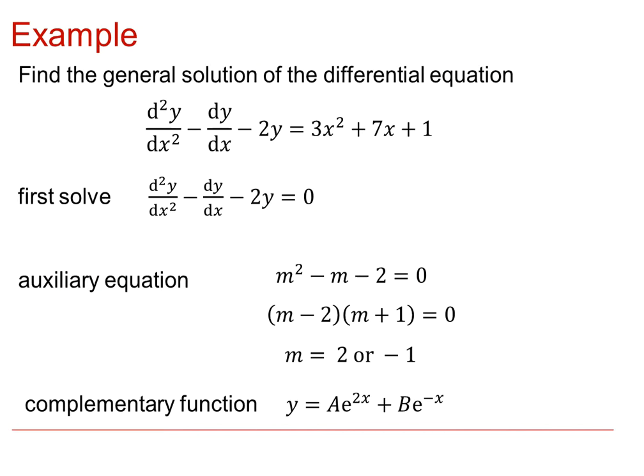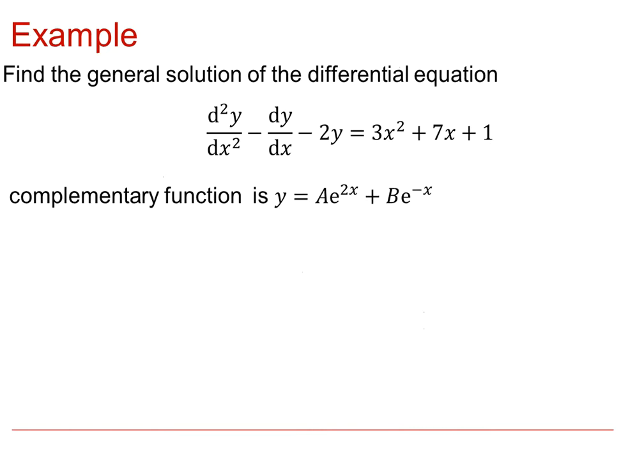To find the general solution of the differential equation given below, first we would solve d2y by dx squared minus dy by dx minus 2y equal to 0. In other words, the homogeneous version. This gives us an auxiliary equation which we have met in previous videos, resulting in m equals 2 or m equals minus 1, and therefore a complementary function y equals ae to the 2x plus be to the minus x. So we have the complementary function, and now we need to try and find the particular integral.